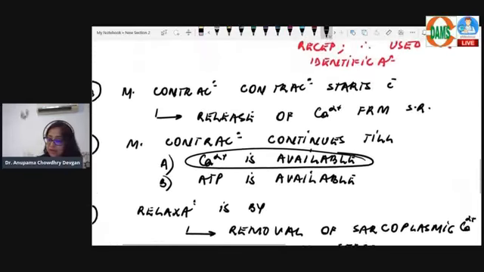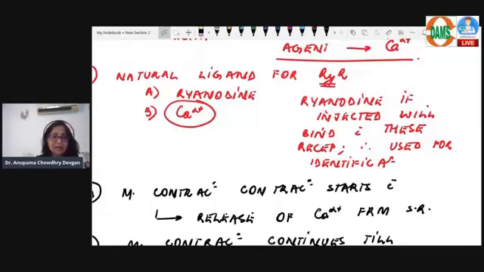What is the use of ryanodine? Without ryanodine, calcium will not come, right? Tell me, beta.